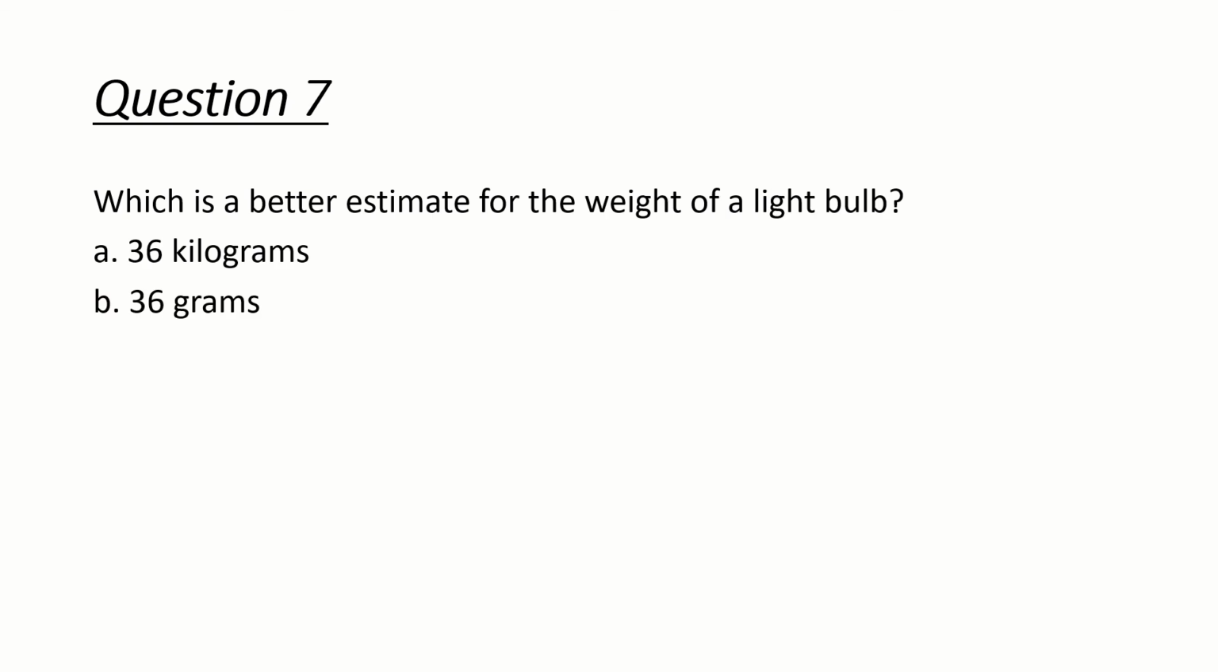Okay, next. Which is a better estimate for the weight of a light bulb? A, 36 kilograms, B, 36 grams. So the answer is 36 grams. 36 kilograms would be too heavy for a light bulb. Remember, a light bulb, you can just carry it in your hand, right? I think you have bulbs at home.